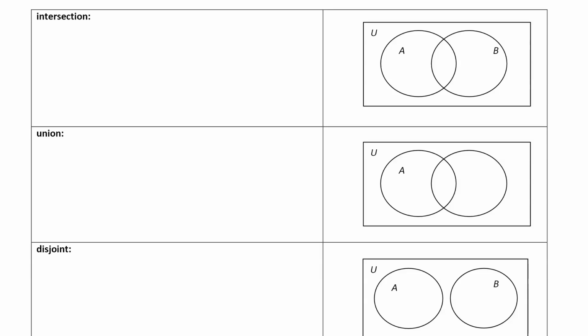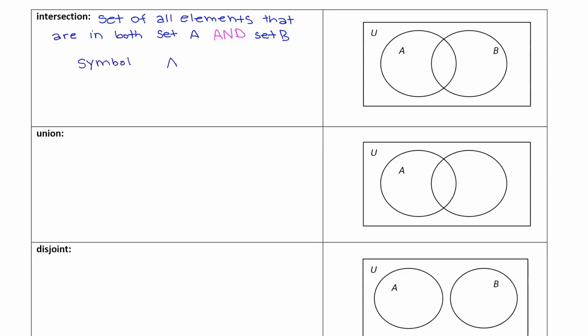Next is the intersection. The intersection is the set of all elements that are in both set A and set B. The symbol is A, and then we're going to make this intersection symbol, which is kind of like an N without the stick part on it, then B. And this represents the middle section, so I'm going to just shade right here in between A and B. In the Instagram TikTok example, this would be the people who use Instagram and TikTok.